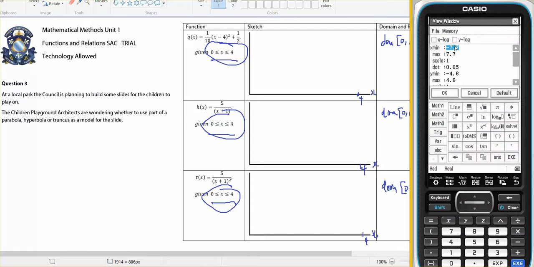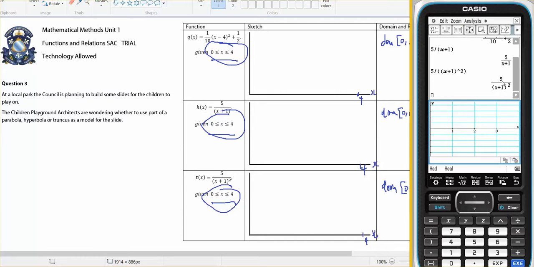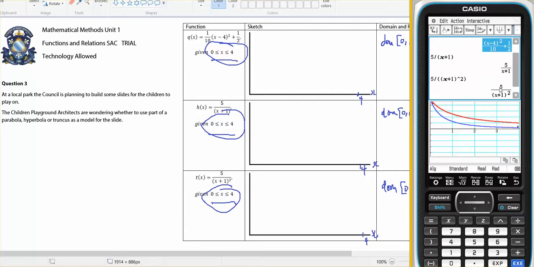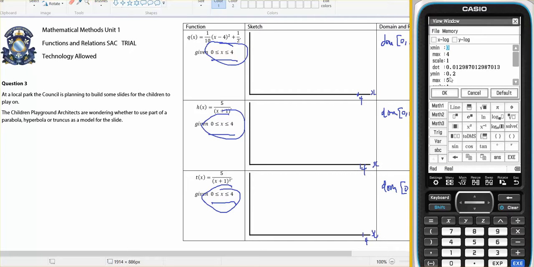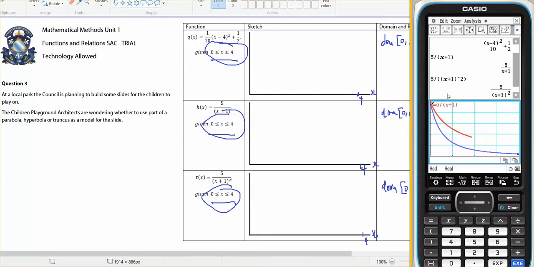I'm going to go from 0 to 4. Okay, I'm going to pick this up, drag and drop. Pick this up, drag and drop. Pick this up, drag and drop. And then I'm going to go zoom auto. Okay, there's my 3 slides. I might just go to the window and make my minimum y 0 so I can see the ground. I can see my maximum is 5. Okay, so there are my 3 different curves.